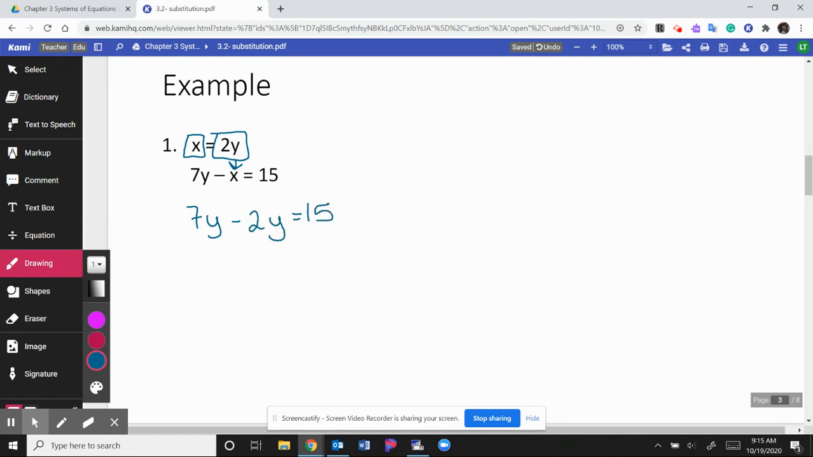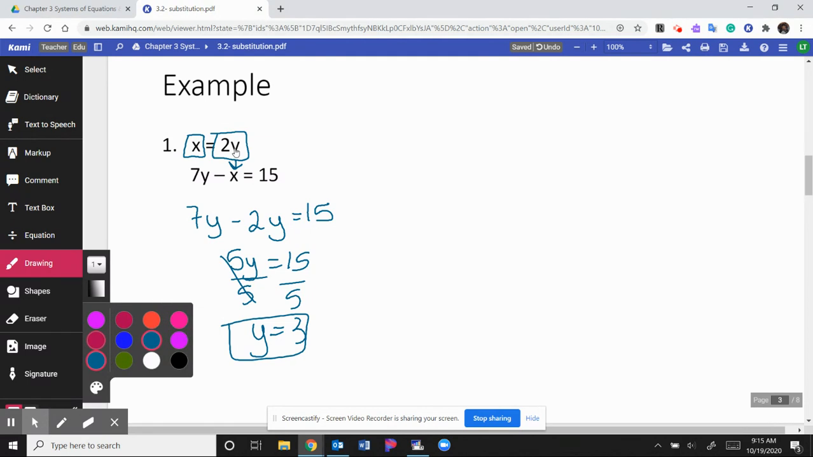So notice how I only have one variable here. I only have y. So 7y minus 2y is 5y equaling 15. Divide by 5, and I get y equaling 3. Okay, so I have part of my solution already. But in order to get my other part, I need to take this 3 and I need to substitute it back into either equation. So if you look here, which one's going to be simpler?